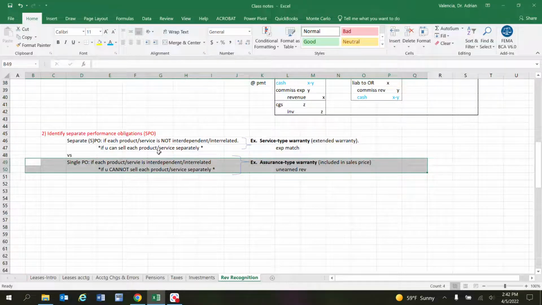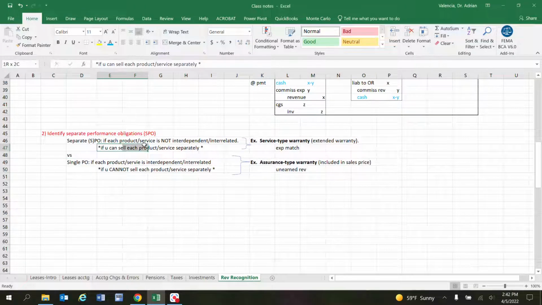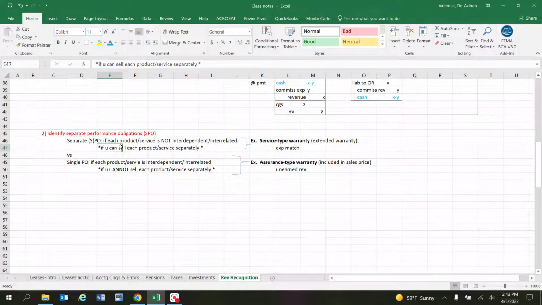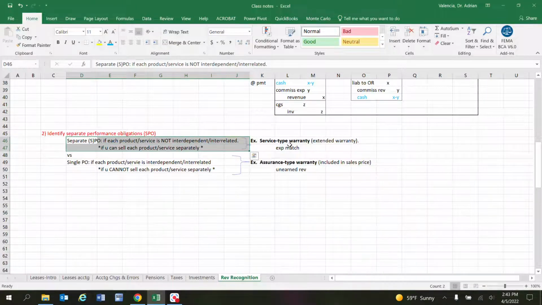Well, if under the contract you can identify products or services that you could sell separately, easily, okay? In other words, each product or service that you are looking at is not interdependent or interrelated to the product. It's not part of the sales price, let's say, like it was in the car example here. Well, if that's the case, then under the standard, you have to separate those different performance obligations and account for them separately. Now, what's a good example?